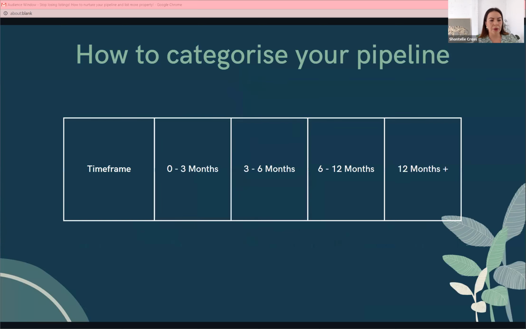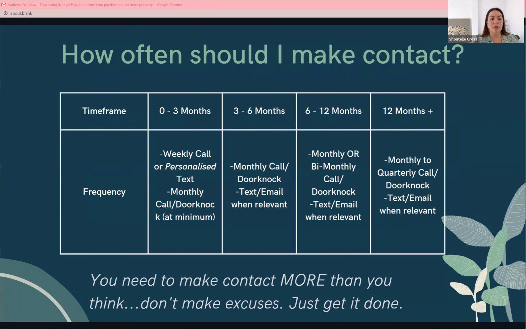All right, how to categorize your pipeline. The key way is by time frame. And it's super important to have your pipeline identified in this way. So obviously that's why it's super important to get that time frame out of the client so that we can use that information to categorize them into the right sort of time frame and look after them. The time frames that I suggest are your 0 to 3 months, 3 to 6, 6 to 12, and 12 months plus sellers. Now, once you've got your time frames, you've got your clients broken up, you know when they're thinking of coming to market, the next question is, how often should I be speaking to them?